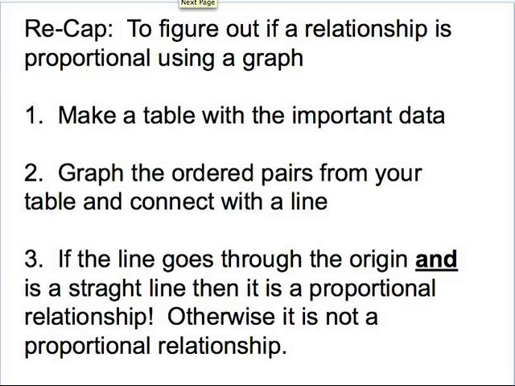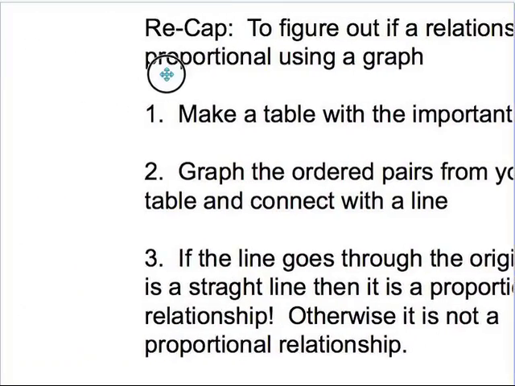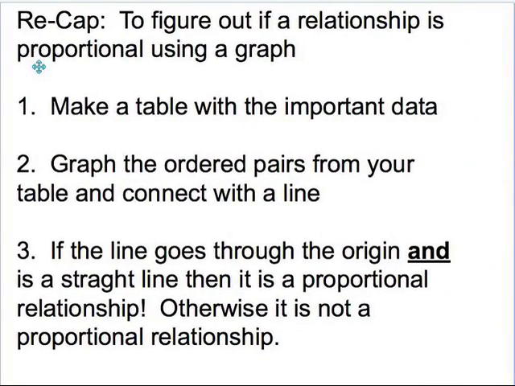To figure out if a relationship is proportional using a graph, two things need to be true, and that is that the line needs to go through the origin and it needs to be straight. We follow this 3-step process to answer each of these types of questions when asked to determine if a relationship is proportional using the graph.